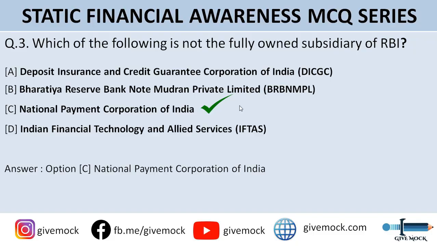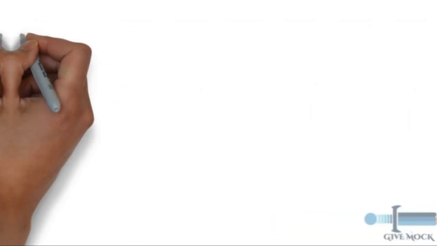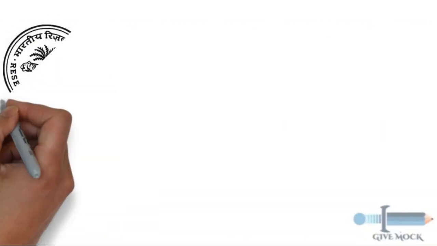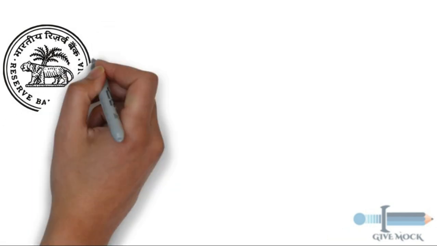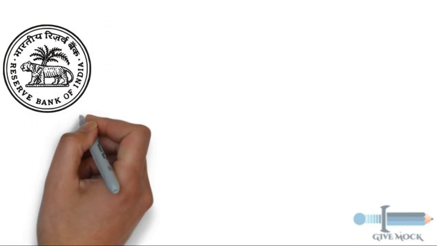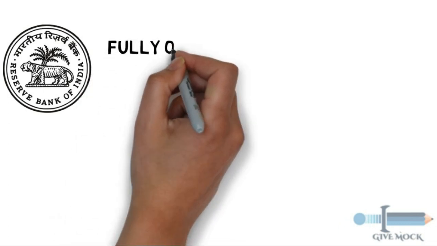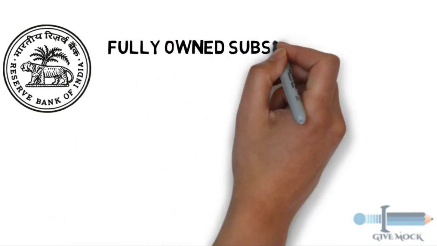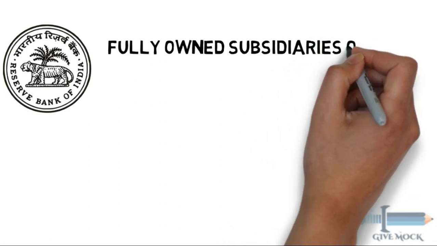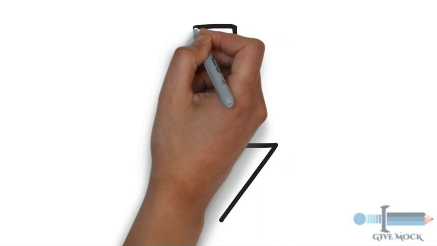We will quickly go through the explanations, in which I have explained all the organizations which are fully owned subsidiaries of RBI. So guys, there are four subsidiaries of Reserve Bank of India. We will talk about the fully owned subsidiaries which are owned by the Reserve Bank of India.